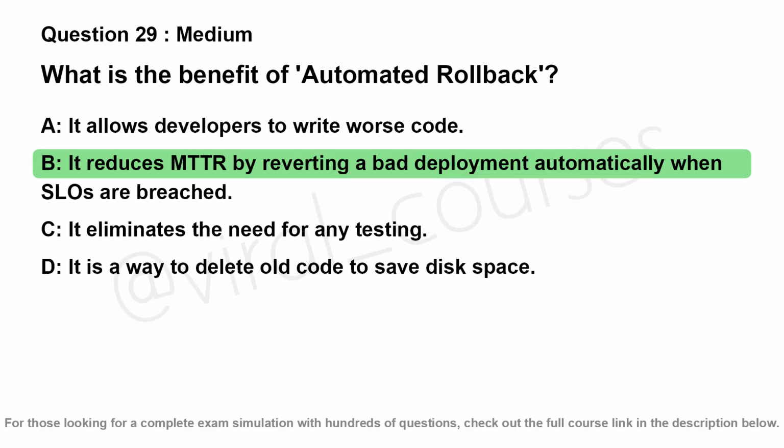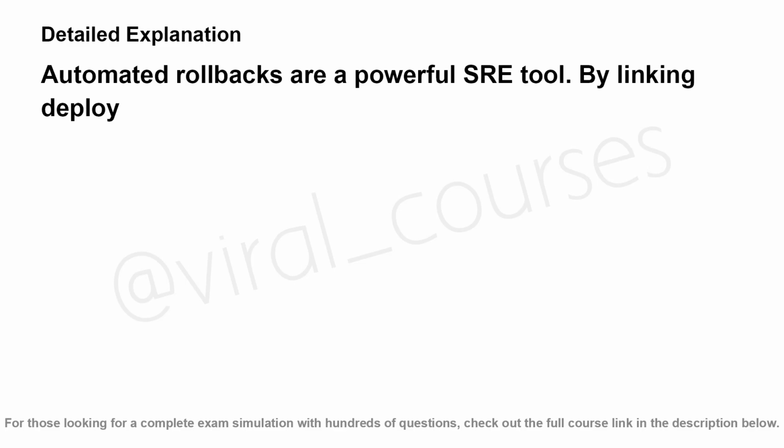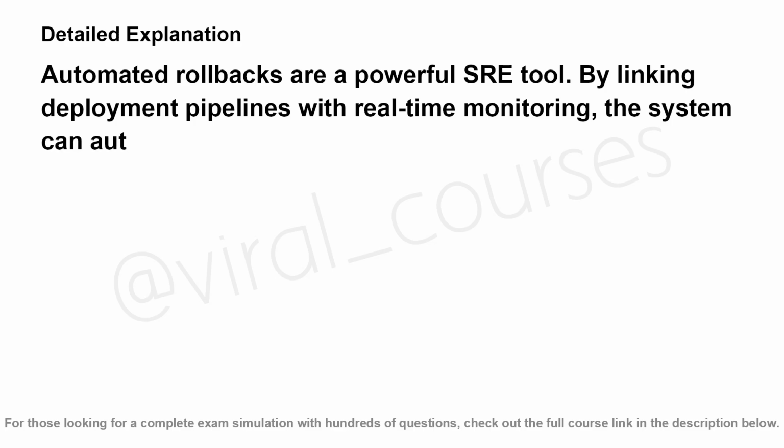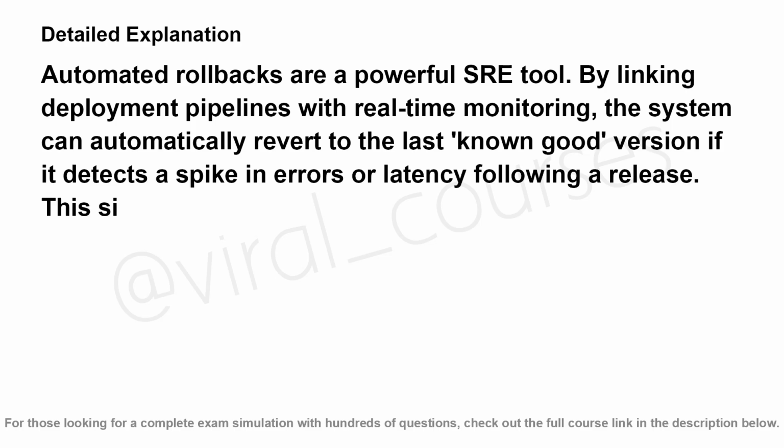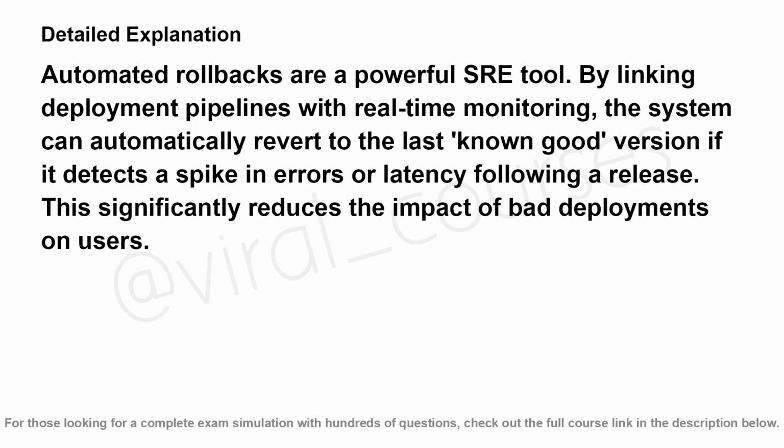The correct answer is B. Automated rollbacks are a powerful SRE tool. By linking deployment pipelines with real-time monitoring, the system can automatically revert to the last known good version if it detects a spike in errors or latency following a release. This significantly reduces the impact of bad deployments on users.